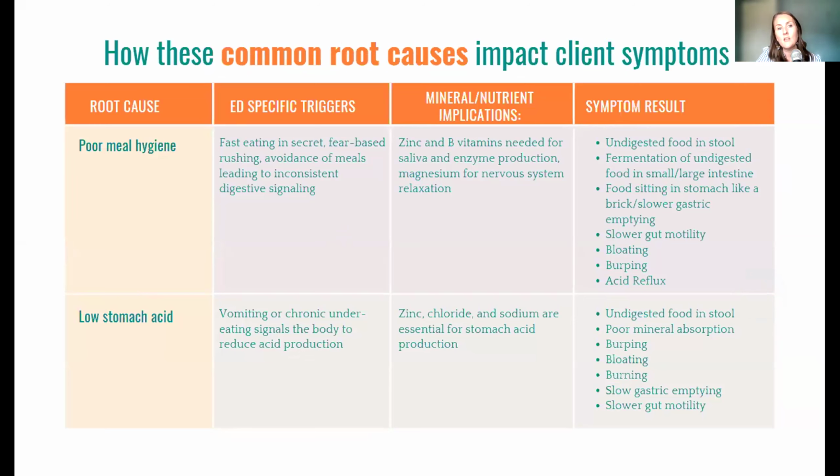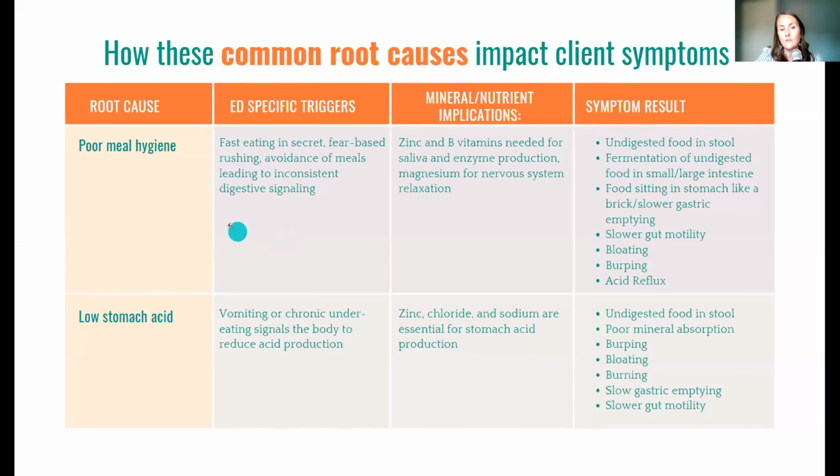So, poor meal hygiene: you might see people eating fast in secret. You might have fear-based rushing, avoidance at meals. This is going to impact minerals and nutrients. And you might see things like undigested food in the stool. You might see fermentation of undigested food in the small intestine, leading to that gas and bloating I was talking about, and slower gut motility. We have to eat in a calm manner in order to kick off digestion.